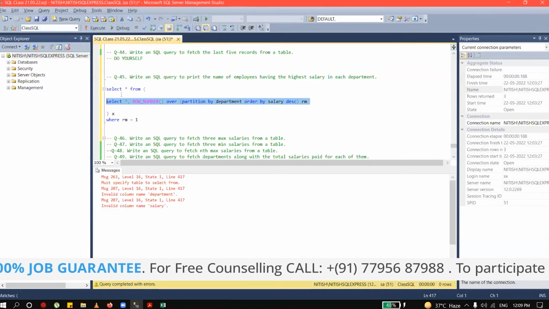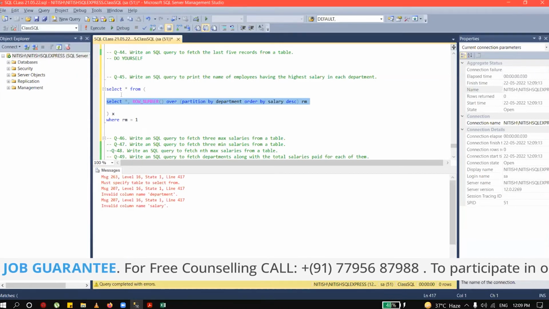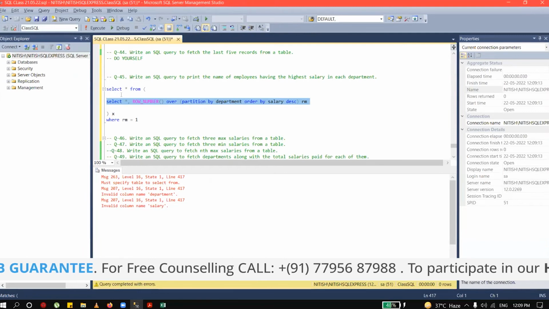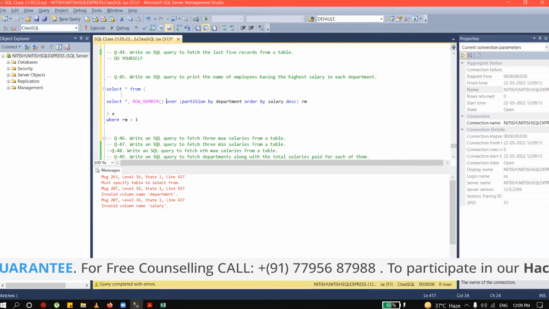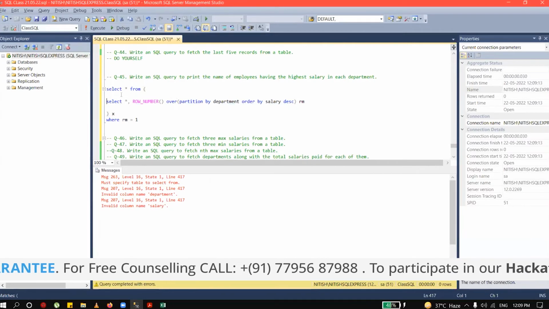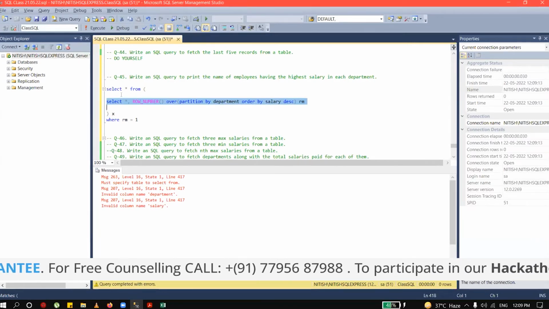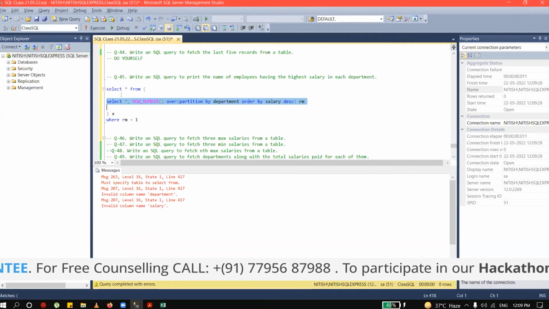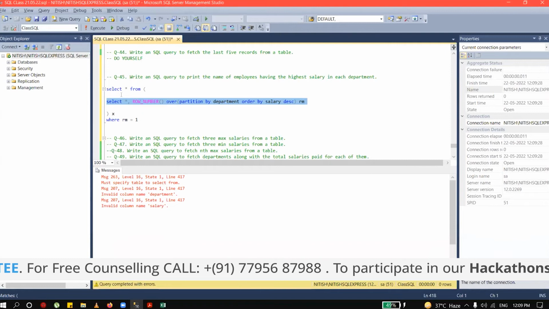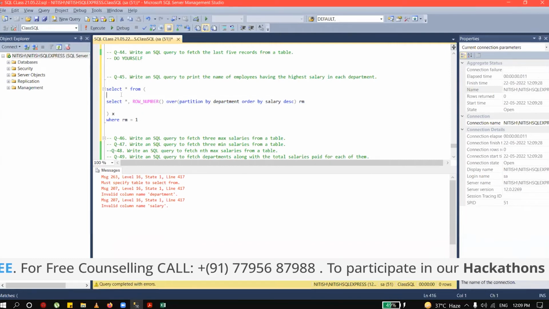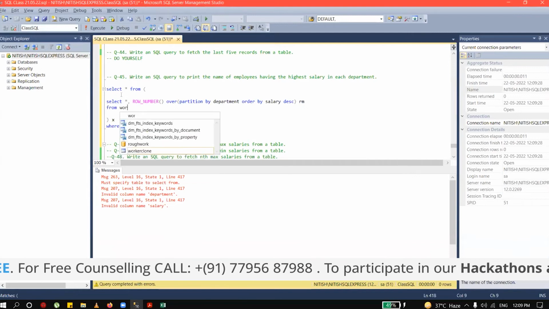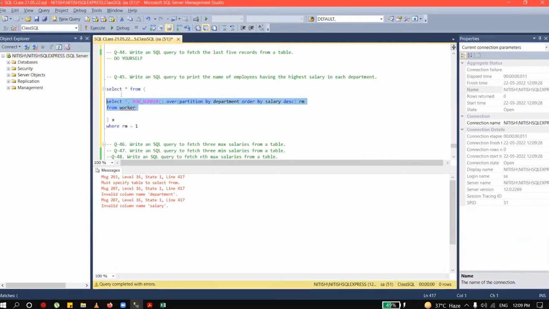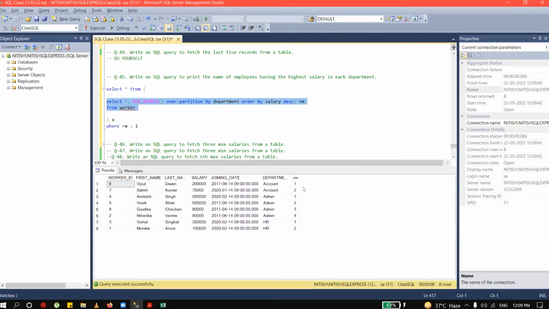This is the RM. So if I just run this command, I've written over here partition by department, order by ascending order, and run it. I have not written from worker, sorry, from worker. Here you can see, it is 1, 2, 1, 2, 3, 4, and 1, 2. So this is what it gives. X.rm. Thank you for highlighting this, Sakshi.